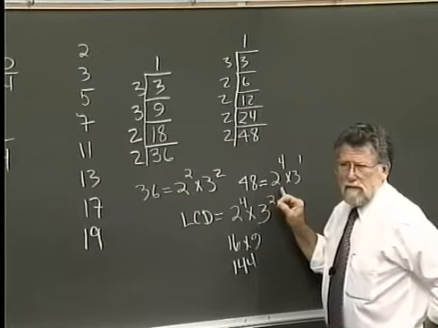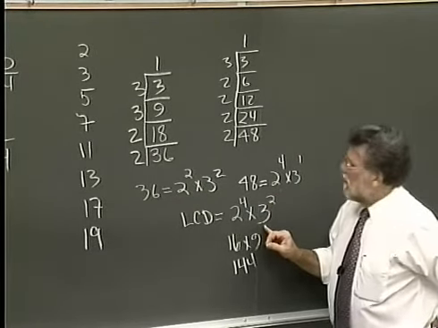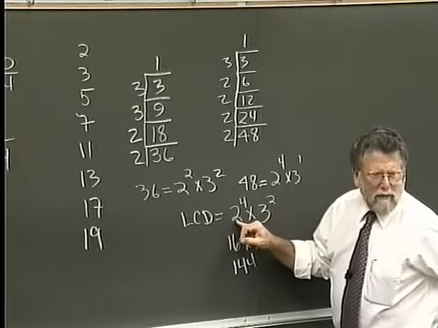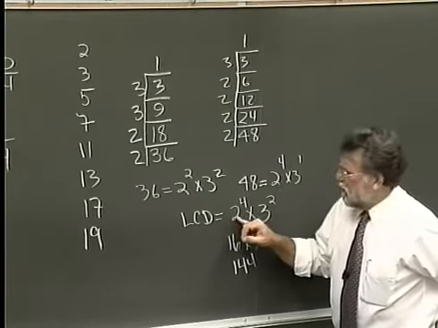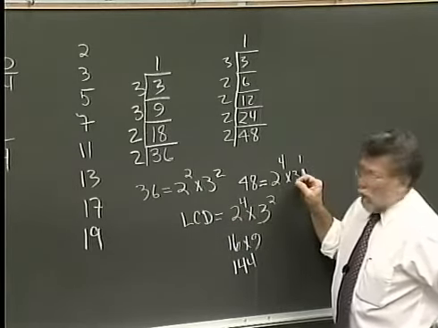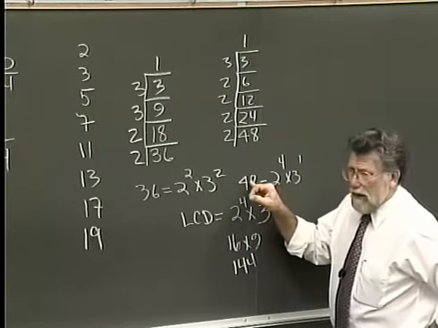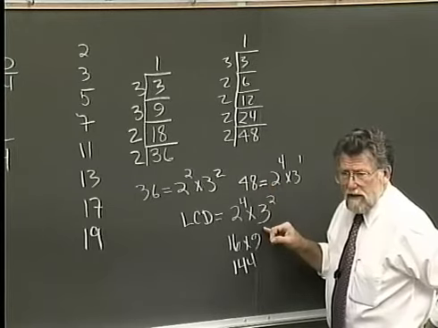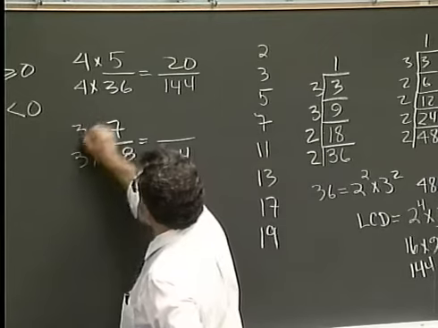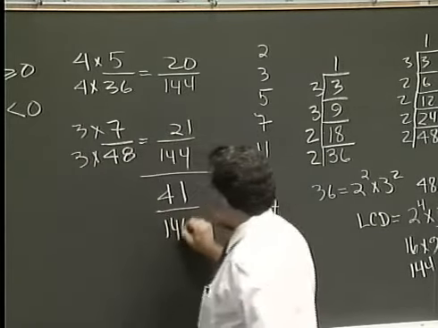Here is my 48. Here's what I wanted. What am I missing? I have 4 2's. That's good. Remember, the exponent tells you how many 2's are in the product. So that means you have 2 times 2 times 2 times 2. Here I only have a 3 written once. Here I have it twice, so I need a 3. If I multiplied this by 3, I'd have my LCD. Sliding back. That's where this 3 came from, and 3 times 7 is 21. We add the 2, we get 41 over 144.